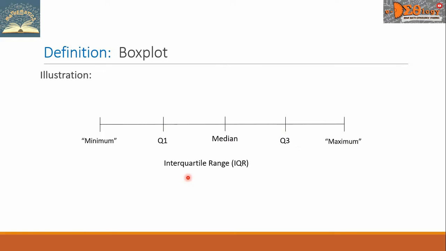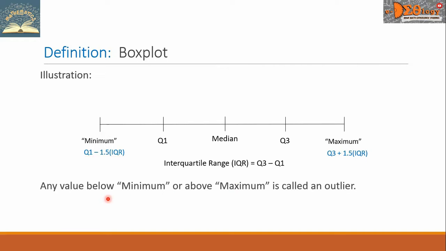Let us introduce another term, interquartile range, or IQR. The formula is third quartile minus first quartile. After we get the IQR, we shall have now the formula for the minimum value. This is first quartile minus 1.5 times IQR. For the maximum, we have here third quartile plus the product of 1.5 and IQR.